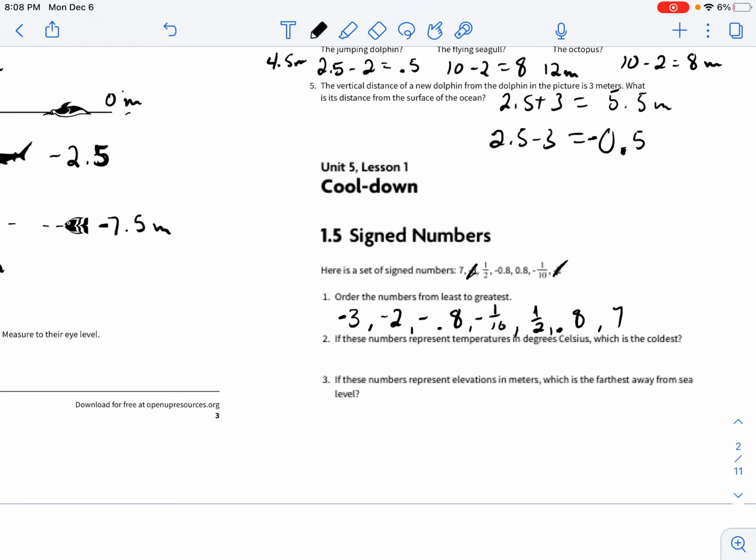Okay, if these numbers represent temperatures in degrees Celsius, which is the coldest temperature? The coldest temperature would be negative 3, right? Because the lower the temperature, the colder it is. If these numbers represent elevation in meters, which is the furthest away from sea level? So furthest away from sea level would be 7. It's 7 meters away from the surface of the ocean.